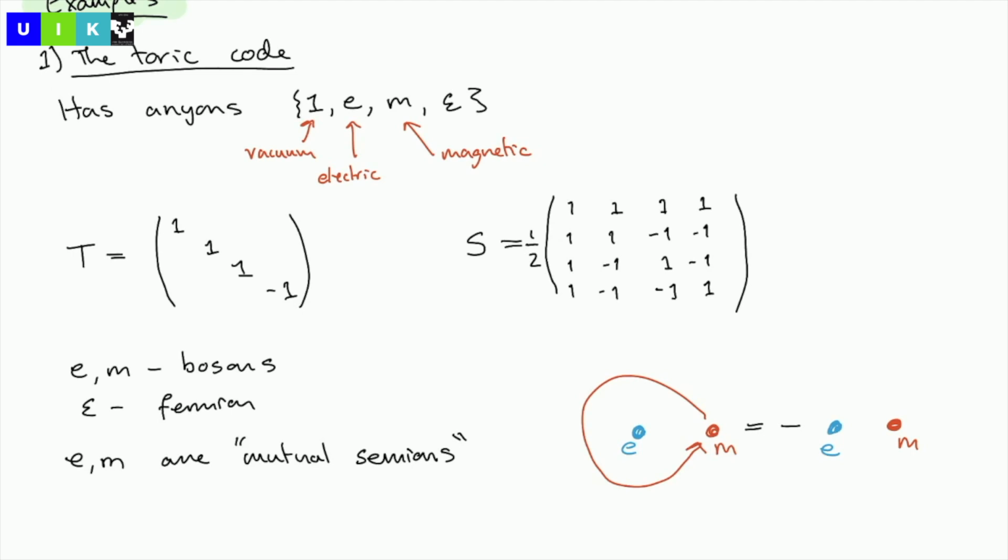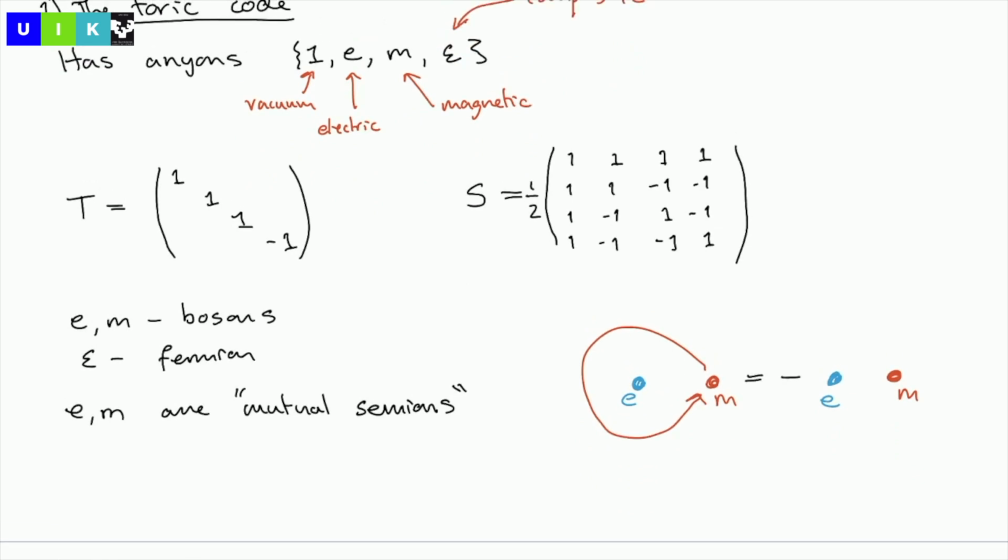We have the vacuum. In our anyons, we always list no anyons as an option. So this is what I mean by vacuum. It's the absence of anyons. We also have an electric excitation, a magnetic excitation, and then a composite excitation, which is sometimes written as phi, sometimes epsilon. So these are the excitations of the toric code.